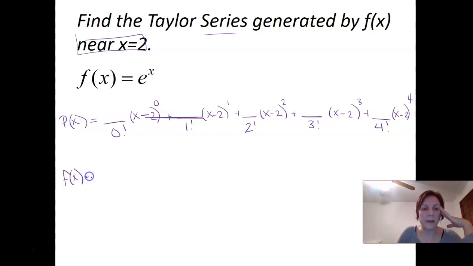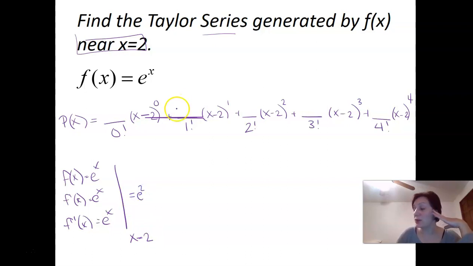All right, so f of x is e to the x. So f prime of x is e to the x. So f double prime of x is, oh, e to the x. All of your derivatives are e to the x. When we evaluate those at 2, all of my derivatives come out to e squared. So all of these numerators are e squareds. That was easy enough.